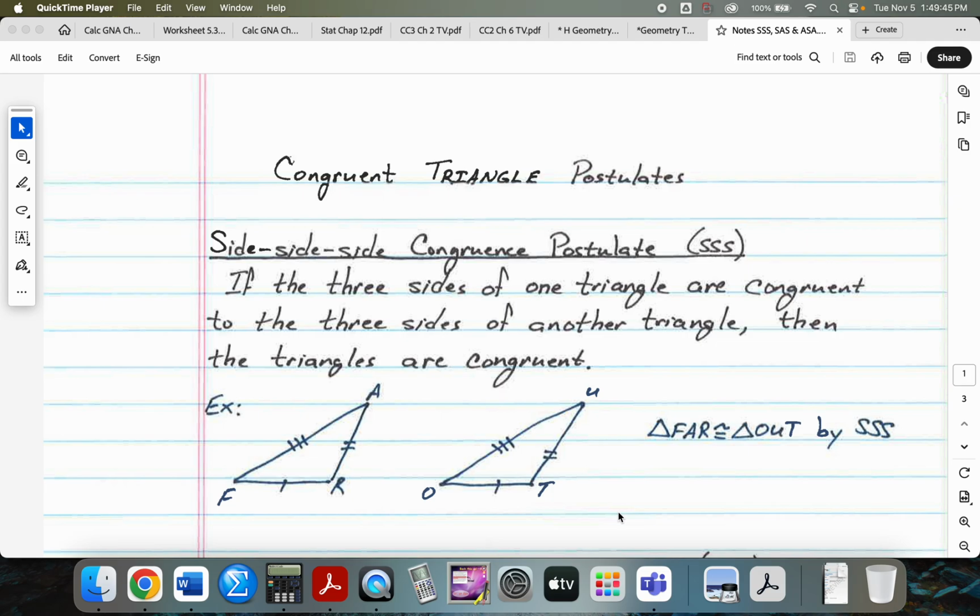Today we're going to look at some shortcuts for showing that triangles are congruent.